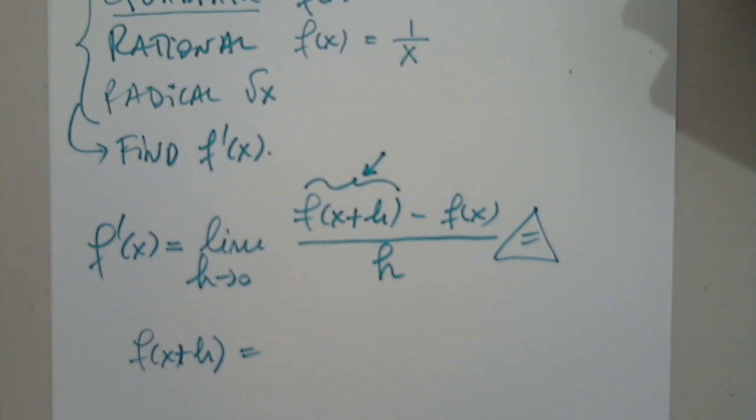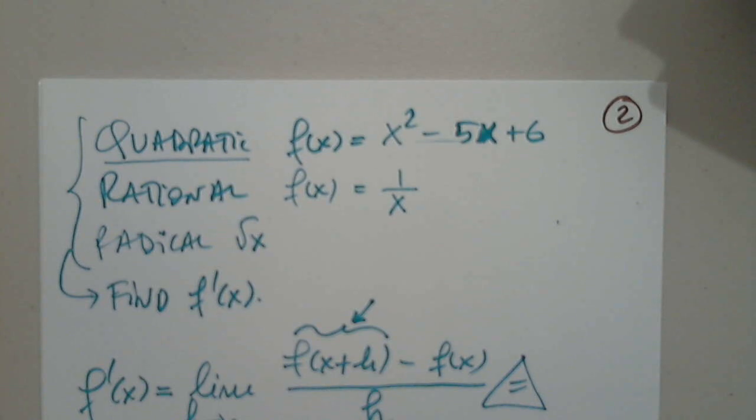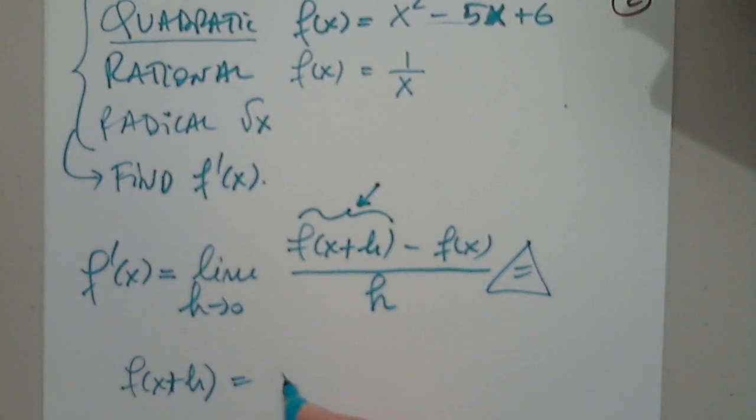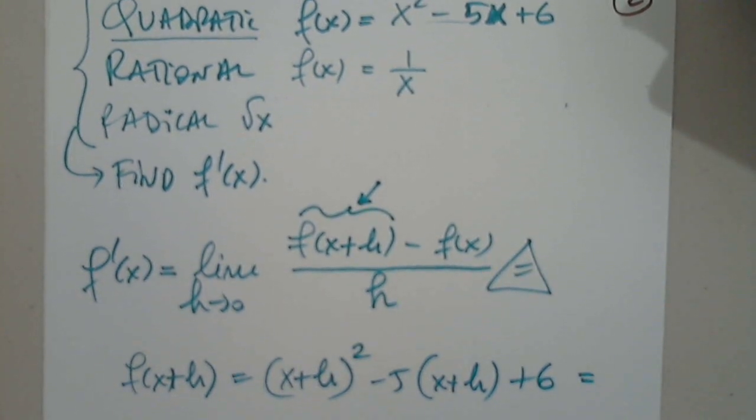Anyone else, please? Tom, are you with us? Mason, are you with us? Okay, it's okay if you're wrong. It's okay. How do I write f of x plus h for this function? x plus h, quantity squared. Yes, awesome. Minus 5, quantity x plus h. So these are very important parentheses. Plus 6. Awesome, excellent, thank you so much.